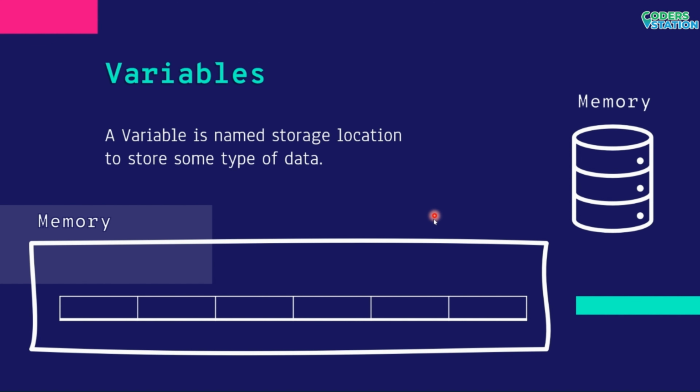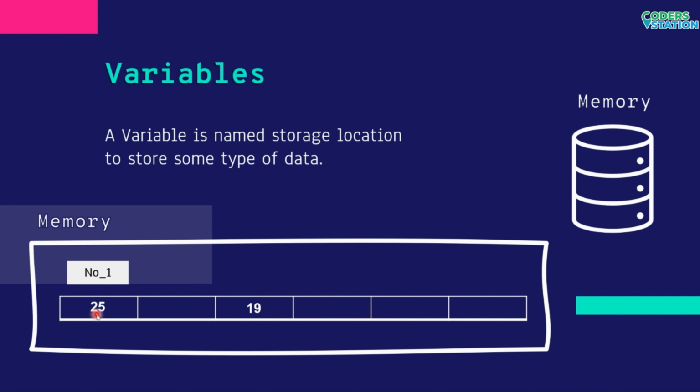For instance, let's consider this as our memory, and in this we have various boxes, for example box 1, 2, 3, 4, and so on. If I want to store the number 25, I will store this number in box number 1, and I will name this box number 1. This is the name of the box where we are storing 25. So this number 1 is our variable, the name for the box where we are storing 25.